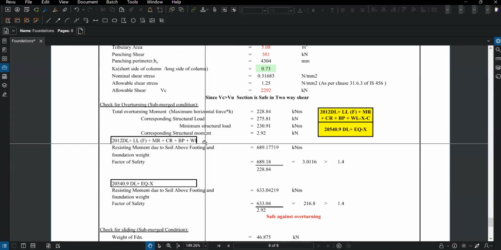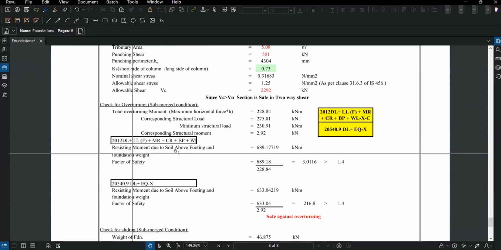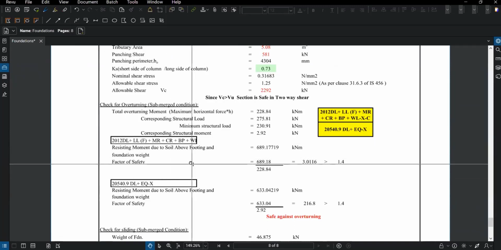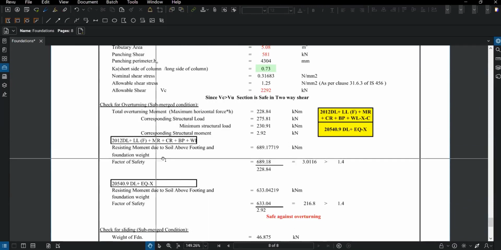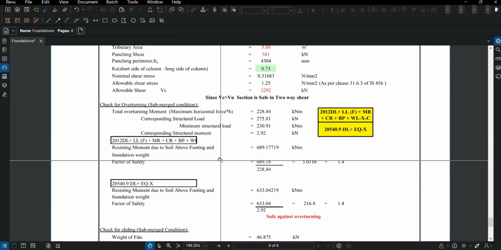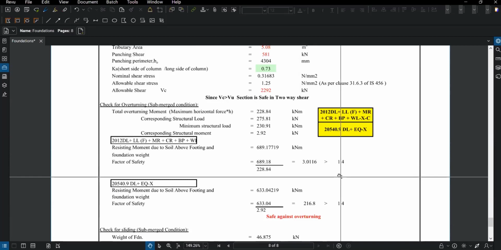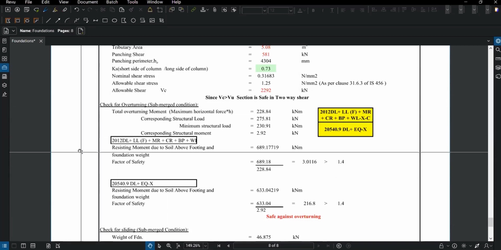What are the vertical loads? We have a vertical load on top of the column, we have soil load, we have surcharge, and the concrete self-weight. That's the only thing that resists the moment. So we calculate the resisting moment due to soil above footing and foundation weight by multiplying the entire load that is generated, soil, foundation self-weight, and the vertical load, with half of the breadth. So it gives us a resisting moment at the base of the foundation. And that check is performed on submerged and saturated conditions.